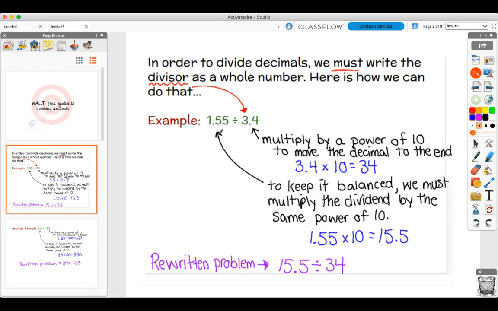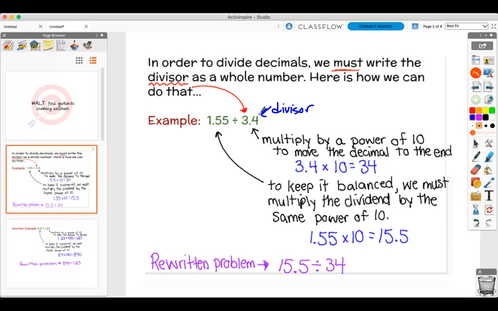So for example, we have 1.55 divided by 3.14. Remember, the number that you're dividing by is your divisor. And that's what we need as a whole number. The decimal has to be at the end. There can be no decimals between numbers in the middle.